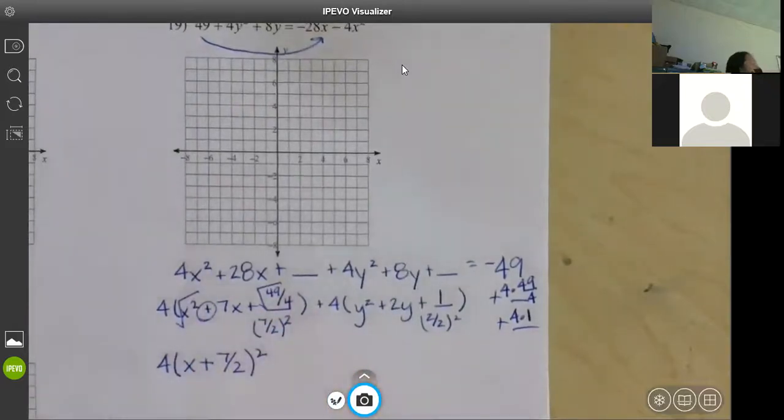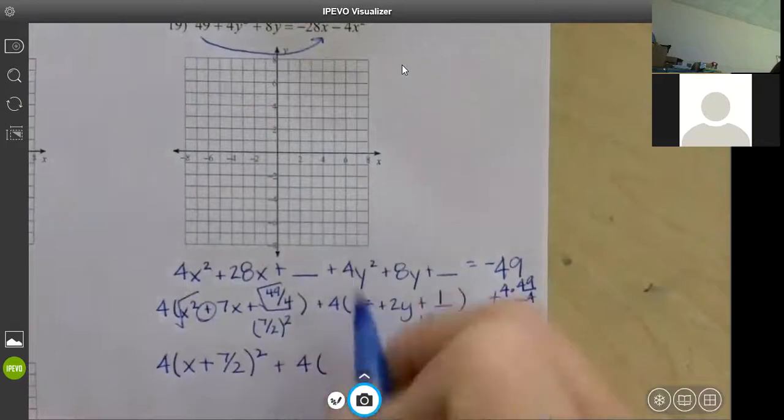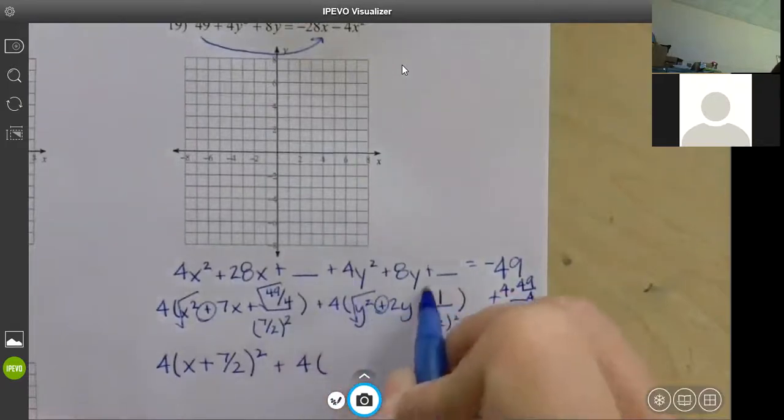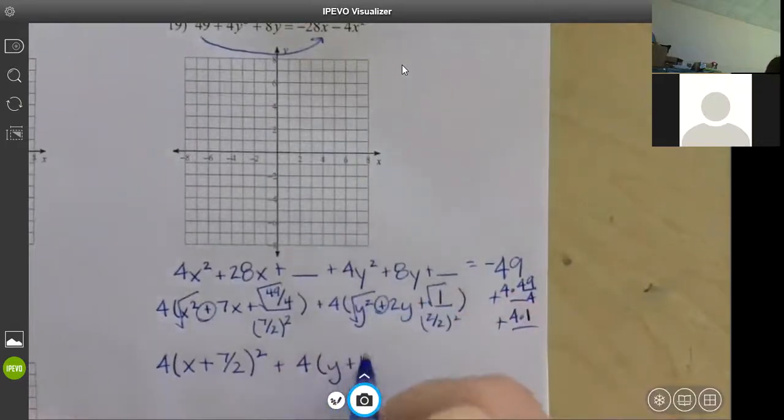I'm happy with it like this. If you want to throw that 2 in the front like we did in the beginning, that's fine as well. But I'm good with this. You don't have to change it. Plus 4 times square root, sign, square root, y plus 1 squared.